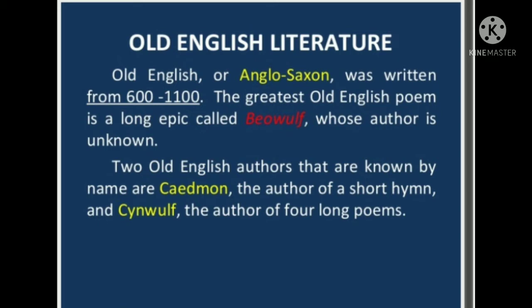Two Old English authors known by name are Caedmon, the author of short hymns, a religious person who wrote hymns in praise of God about the creation. And Cynewulf, the author of four long poems like The Fates of the Apostles, Christ II, and Juliana. Poems like these were written by Cynewulf.